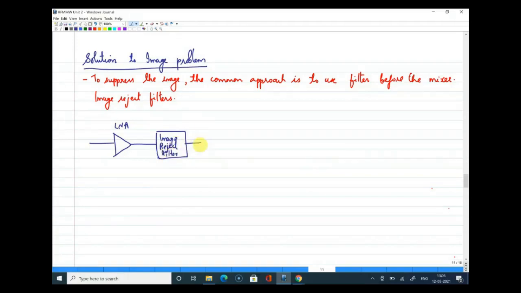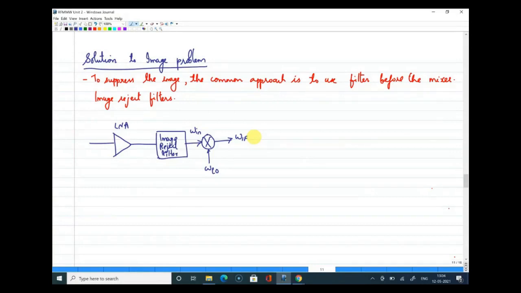Now that filter will be given to the mixer, where you are providing this omega LO, and this is omega in, which is filtered out to produce your intermediate frequency, and later we have to process this. All right.